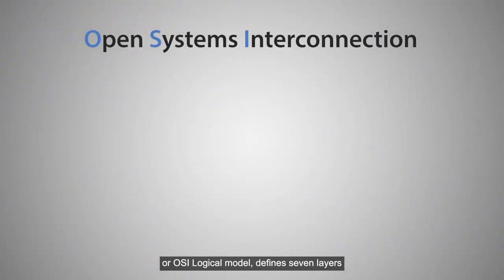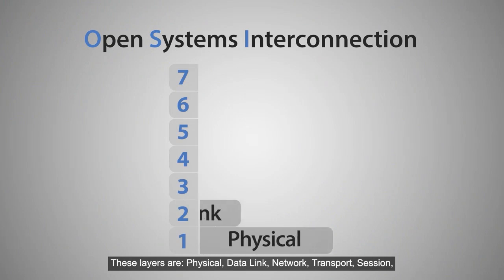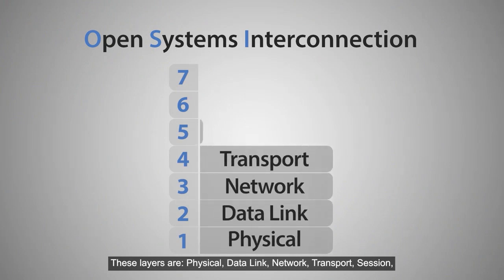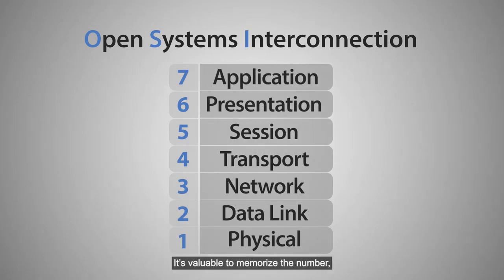The Open Systems Interconnection, or OSI logical model, defines 7 layers that computer systems use to communicate over a network. These layers are physical, data link, network, transport, session, presentation, and application. It's valuable to memorize the number, name, and function of each layer. The unique functions of each layer communicate and interact with other layers using clearly defined communication protocols.